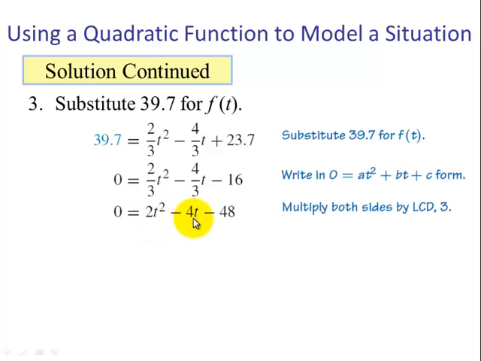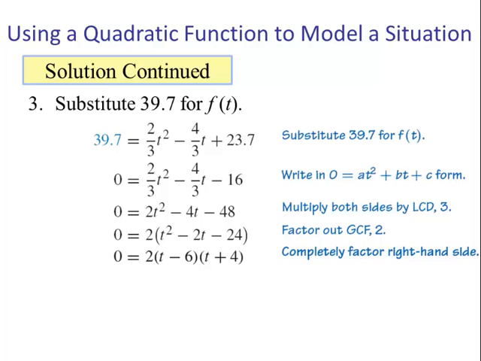Next step is to look at all three terms and make sure that there's not a greatest common factor, and there is a 2. So we factor this out. We get t squared minus 2t minus 24. The next step is to factor this trinomial. What two numbers multiply to give me a negative 24 and add up to give me a negative 2? Since this is a negative number, the factors will have opposite signs, one positive and one negative, and it turns out that a negative 6 times a positive 4 is a negative 24, and negative 6 plus 4 is a negative 2.